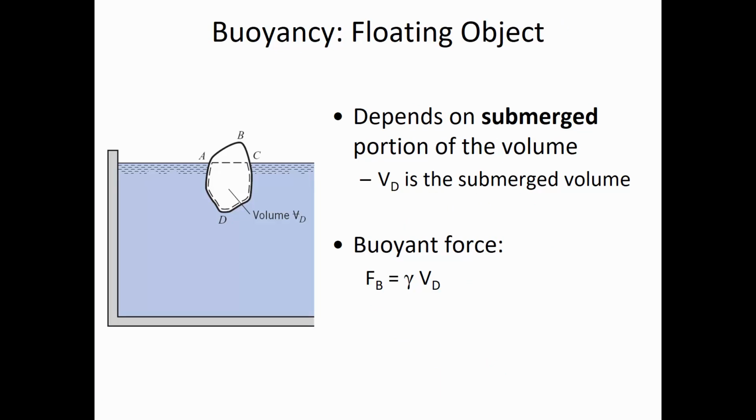Sometimes there will be an object that's only partially submerged, like that submarine was, for example. If part of it is below the water and part is above, the key thing to keep in mind is that only the submerged volume contributes to the buoyant force. So although this object has some total volume, only the volume described by A, C, D, the submerged component, contributes to the buoyant force.